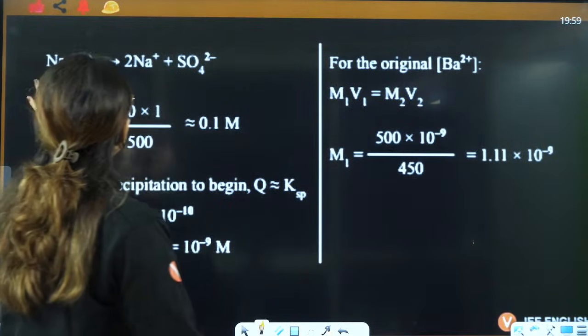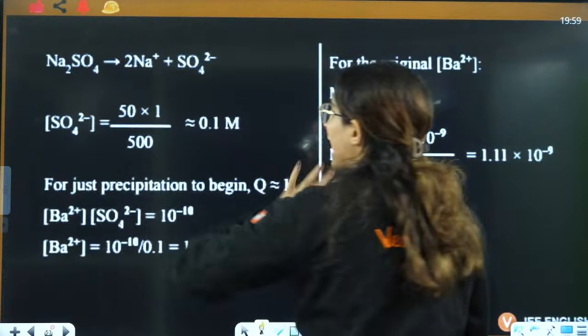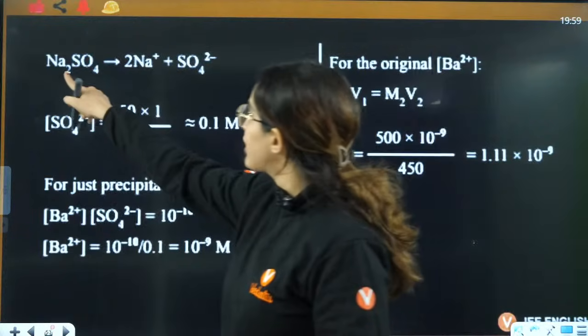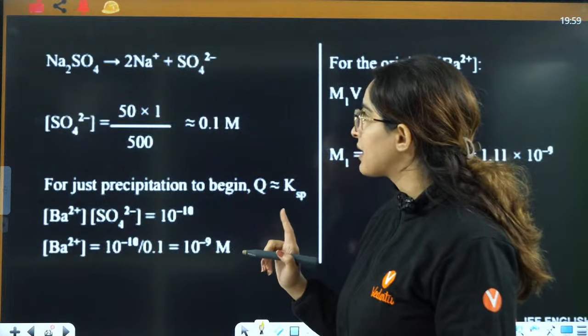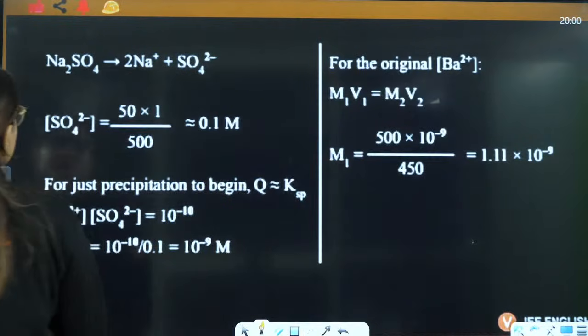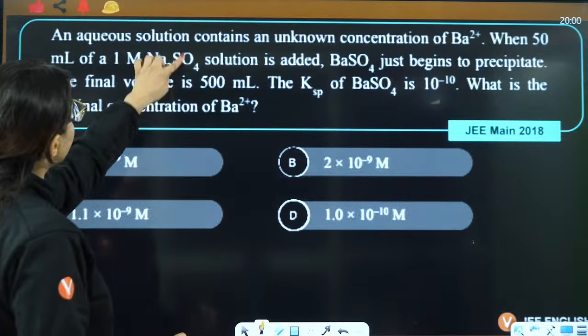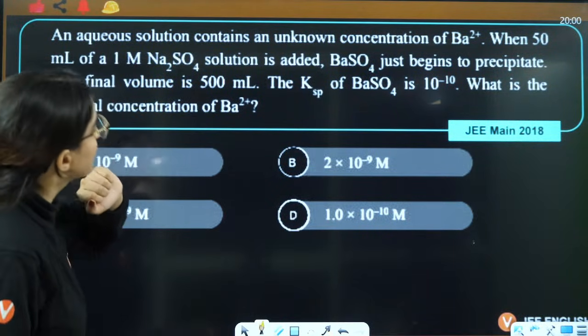See, if you talk about Na2SO4, that will give you 2 Na+ and SO4 2-, right? Now if you see here, the concentration of Na2SO4 is given to you, right?